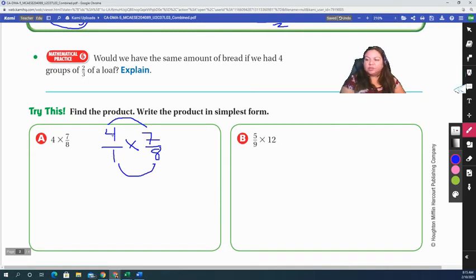So we say 4 times 7. What is 4 times 7? That is equal to 28. And then we say 1 times 8. What is 1 times 8? 1 times 8 is equal to 8. Okay, now we want to first simplify and then write as a mixed number.